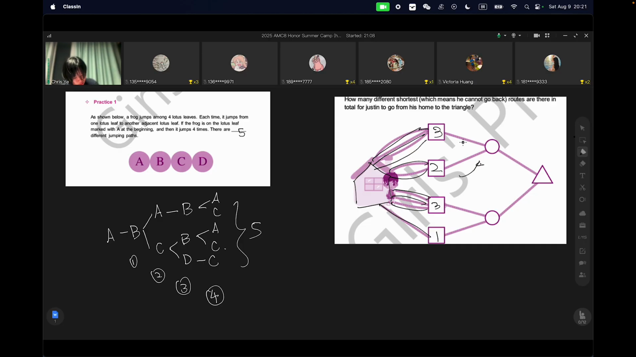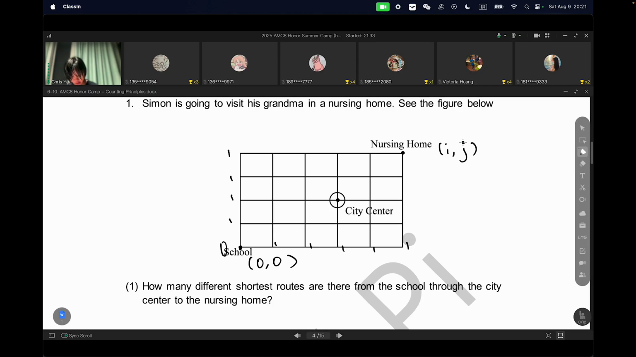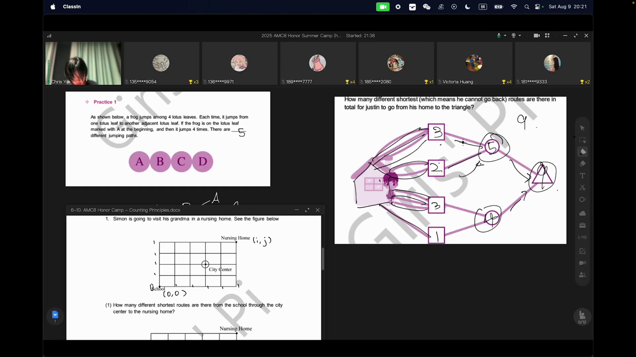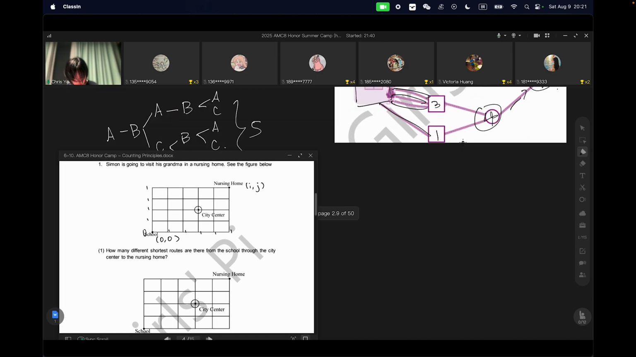And then for this one, we can see that 3 plus 2 equals 5. So there are 5 ways for him to get to this circle, and 3 plus 1 is 4, so there are 4 ways for him to get to this one, and the destination will be 5 plus 4 equals 9. So the answer is going to be 9. And basically the grid method is just using the same method except you use the grid that looks like this. Let me try to show it out.